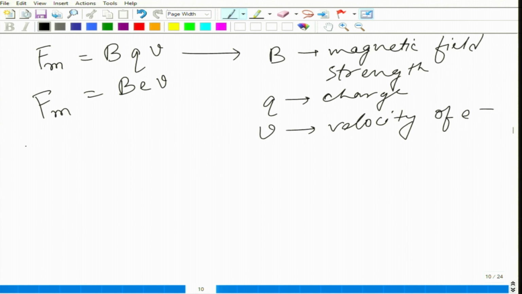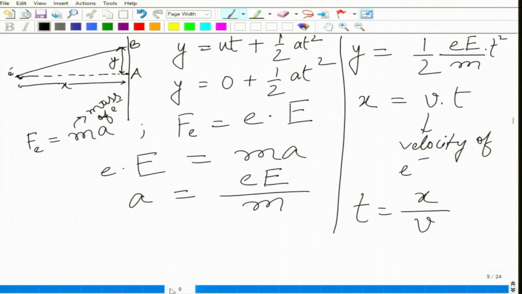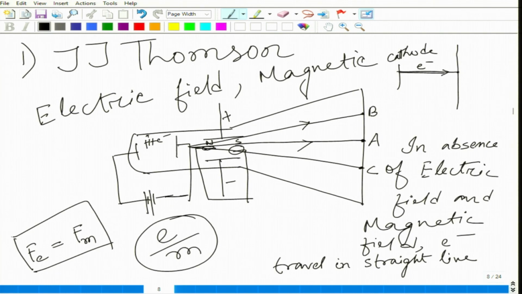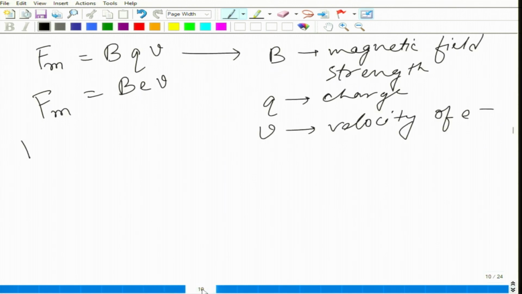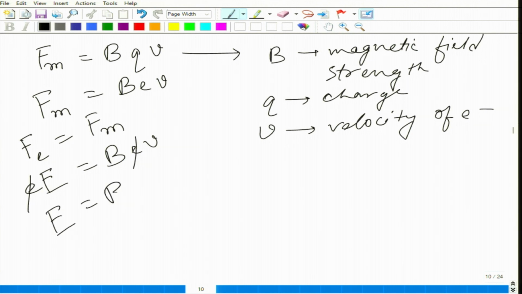So basically, in this experiment, we had seen that they have assumed the electrical force and the magnetic force as equal. If Fe is equal to Fm, so capital E equal to BV. From here we get the formula for velocity of electron as E by B.